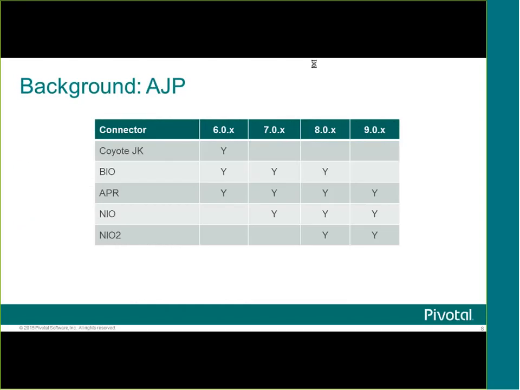So we'll just quickly summarise that. Coyote JK, it's there in 6 still, but I really wouldn't recommend people use it. I'm not actually going to mention it again in the rest of this presentation. BIO, as with HTTP, it's there from 6 through 8. APR is there for all versions. NIO arrived a little bit later in AJP. It wasn't there till 7, and NIO2, as I said, is available from 8 onwards.